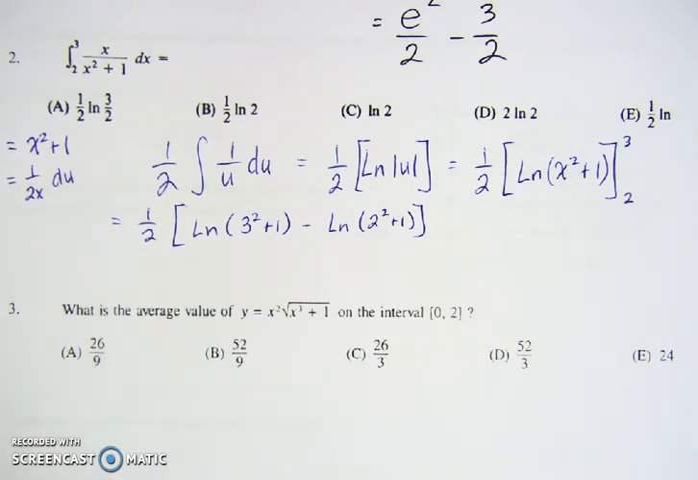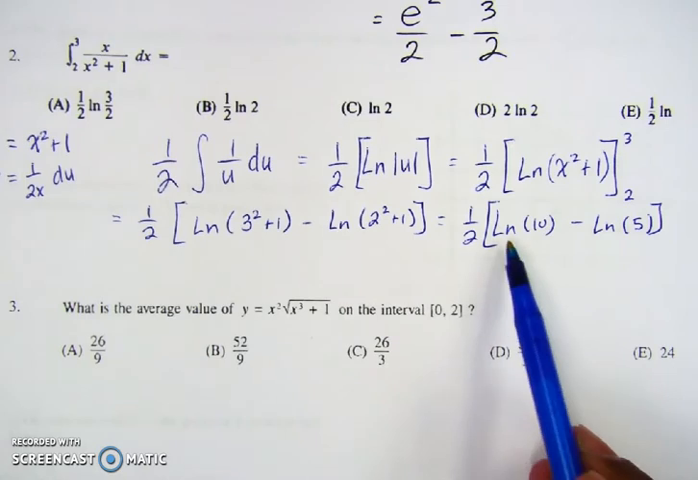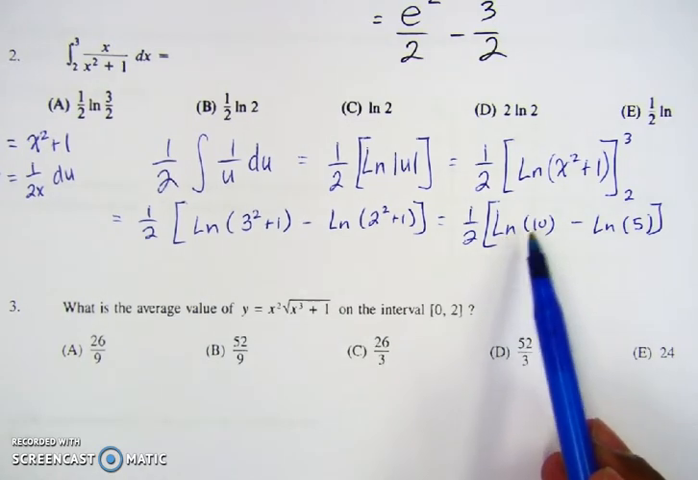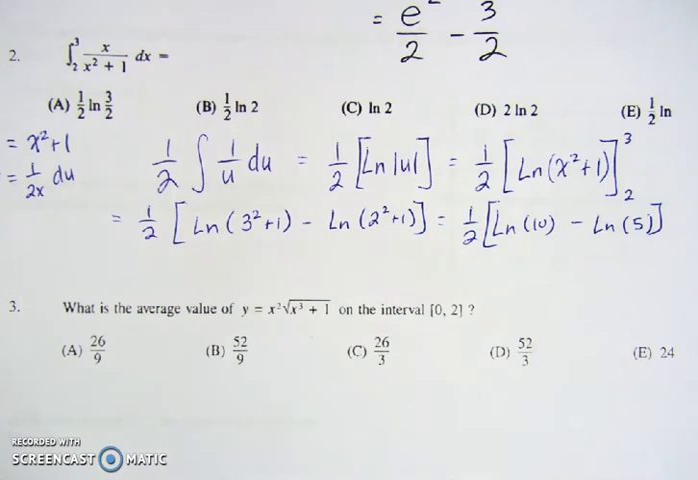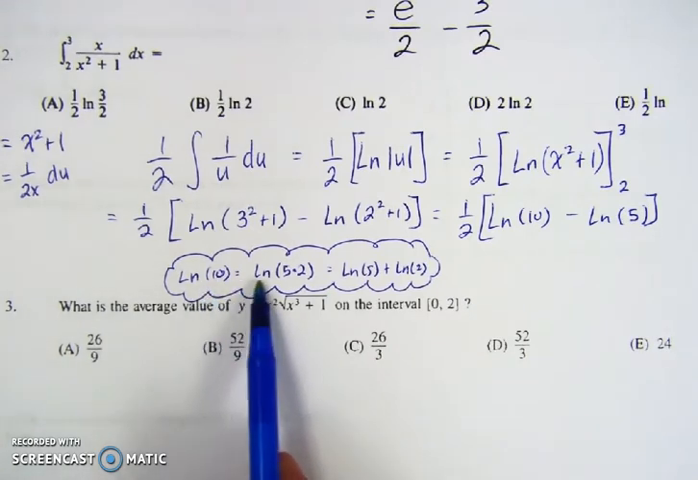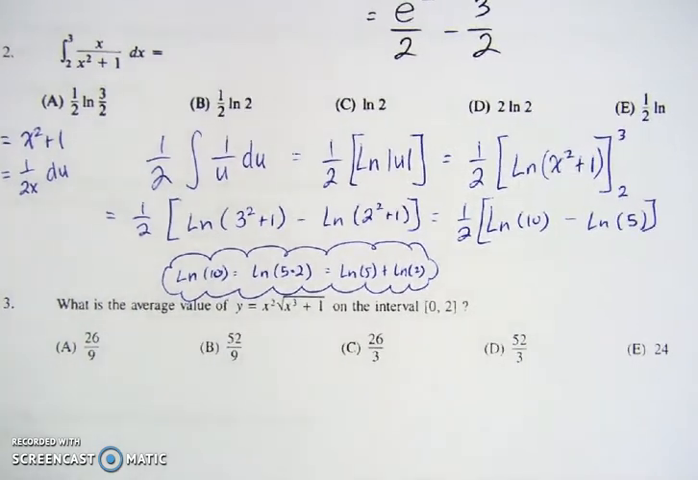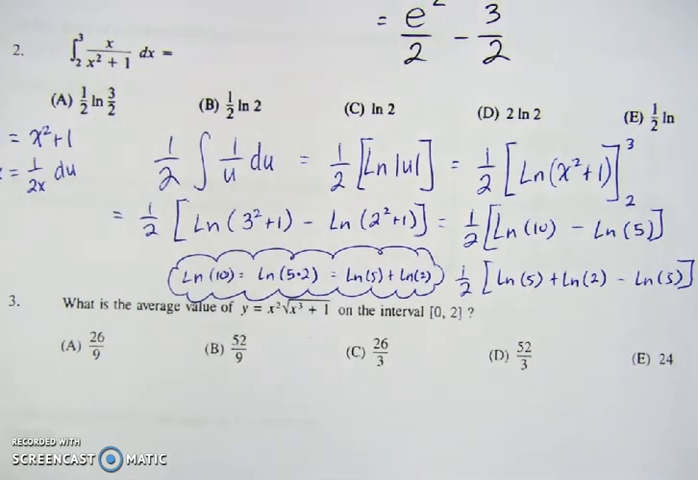So what I end up getting there should be ln of 10 minus ln of 5. Okay, and the trick here is that the natural log of 10 is the natural log of 5 times 2, which, using your properties, is ln of 5 plus ln of 2. So I can change ln of 10 to ln of 5 plus ln of 2.